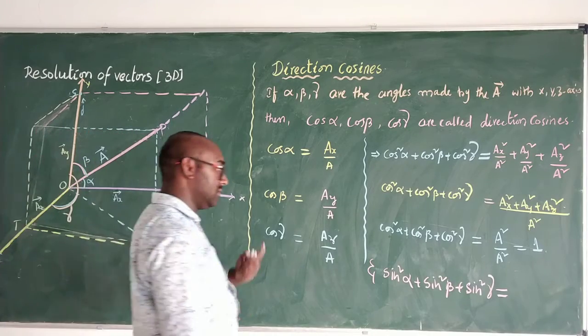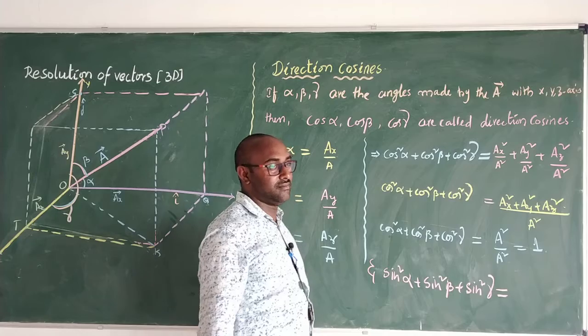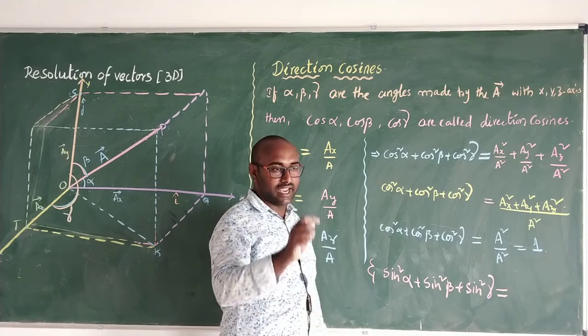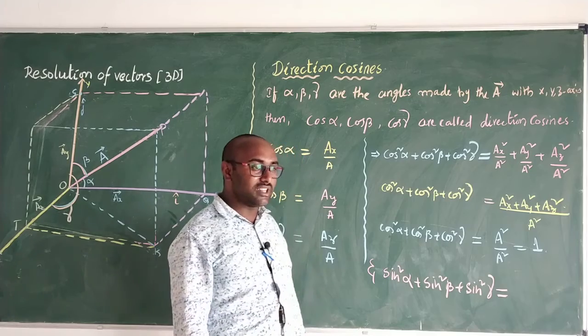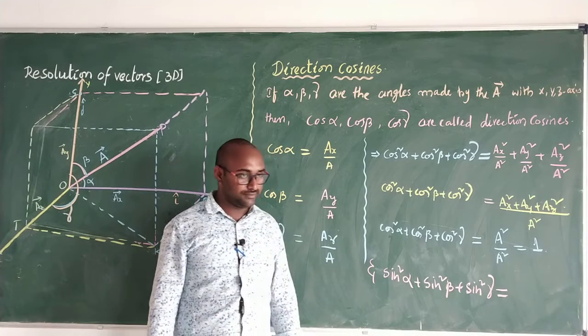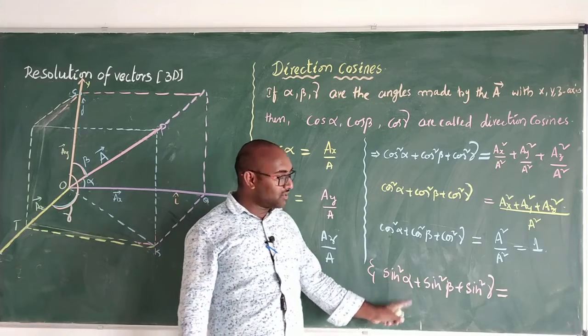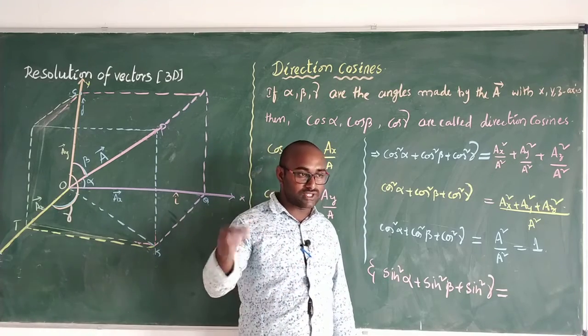See, you know the trigonometric identities. Sin square theta plus cos square theta is equal to 1. Now sin square theta is equal to how much? How can I write it? 1 minus cos square theta.